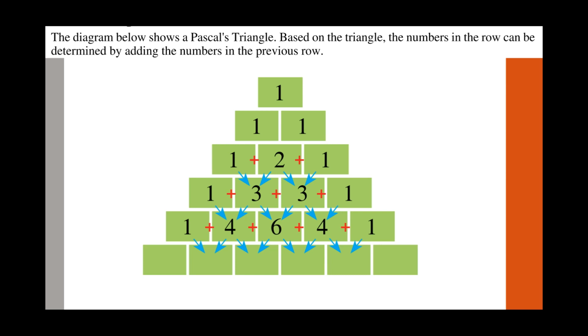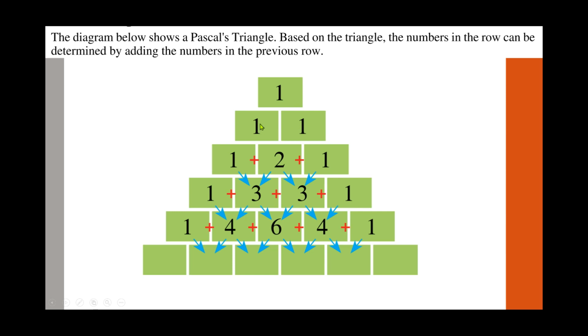The diagram shows the Pascal triangle. Based on the triangle, the number in the row can be determined by adding the number in the previous row. What does it mean? It's like this. You're going to start with 1, 1, 1 over here. The beginning over here will always start with 1, and the ending also ends with 1. Then these two will be the 1. So the middle part over here will be the addition of these two numbers on top.